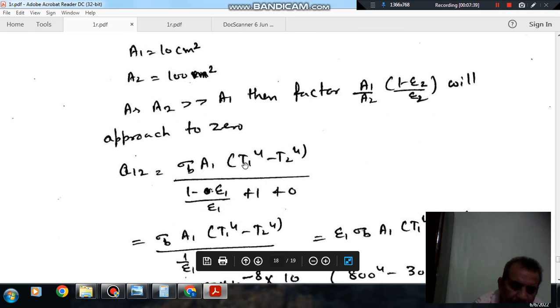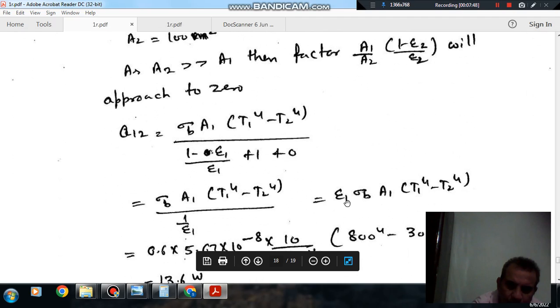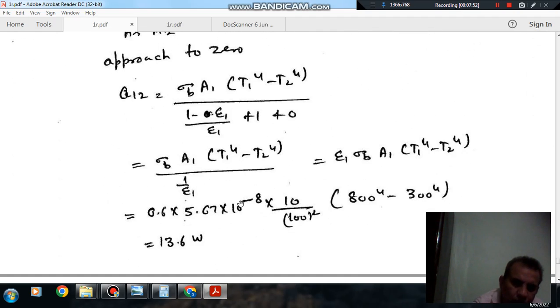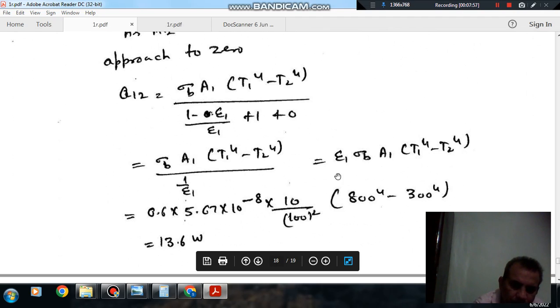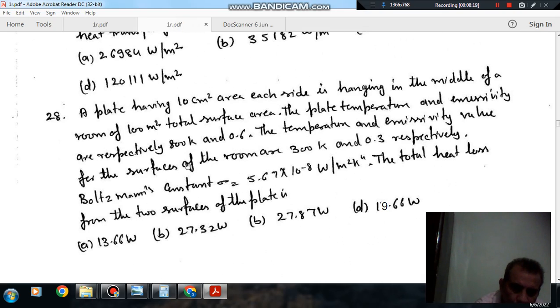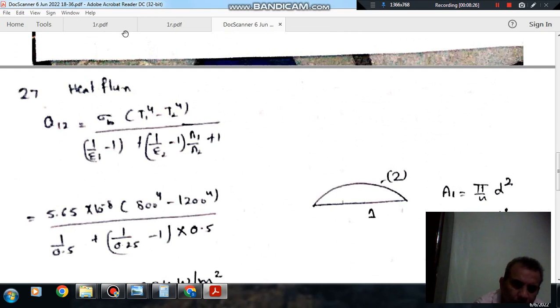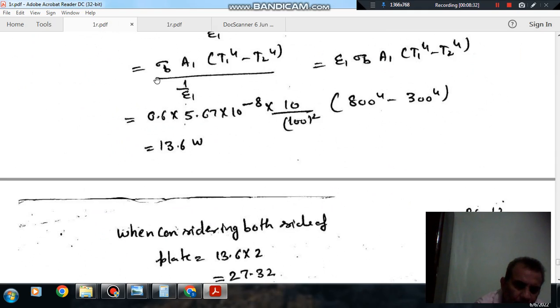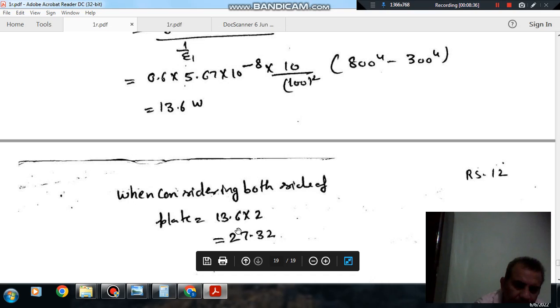So this will be sigma B A1 (T1^4 minus T2^4) divided by 1 by epsilon 1, so the expression becomes epsilon 1 sigma B A1 (T1^4 minus T2^4). Now we can put in the values. Epsilon 1 is 0.6, sigma is 5.67 times 10 to the minus 8, A1 is 10 by 100 square, T1 is 800 and T2 is 300. From this we get the heat transfer. As A1 is the area of one side of the plate, we have to take two sides, so the heat transfer will be double, because that is the heat transfer from one side. When we consider both sides, it will be 27.32 watt. So the answer is option D.